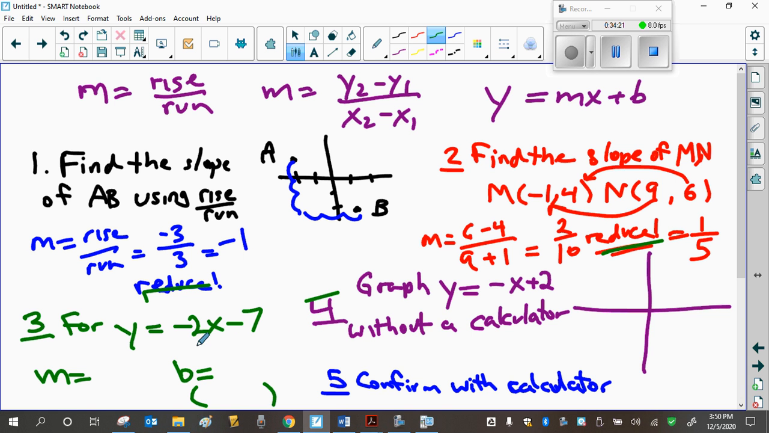Slope here is the number in front of x, negative 2, and y-intercept is the number at the end, including the sign, so (0, -7) is the y-intercept.